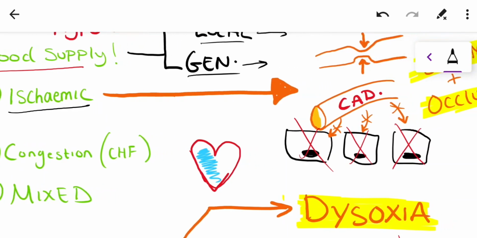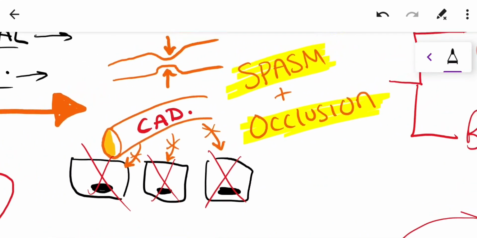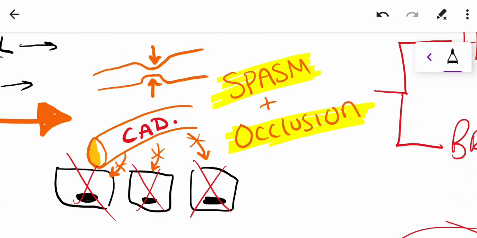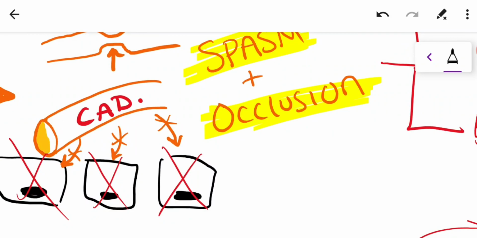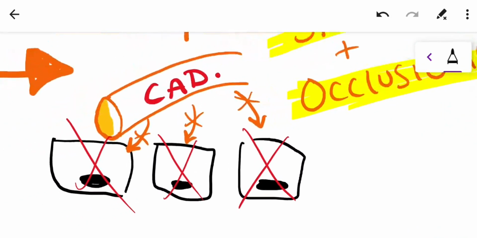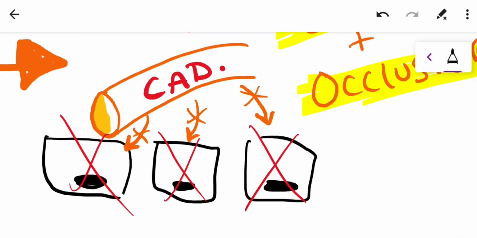Yeah? So how can we get ischemia? Spasms. What do you think of when you say spasms? You should be thinking of Prinzmetal. When you think of occlusions, what are you thinking of? You should be thinking of unstable angina, or you should be thinking of infarction. What's going to happen? Less oxygen to the tissues, less oxygen to the cells. This causes necrosis.